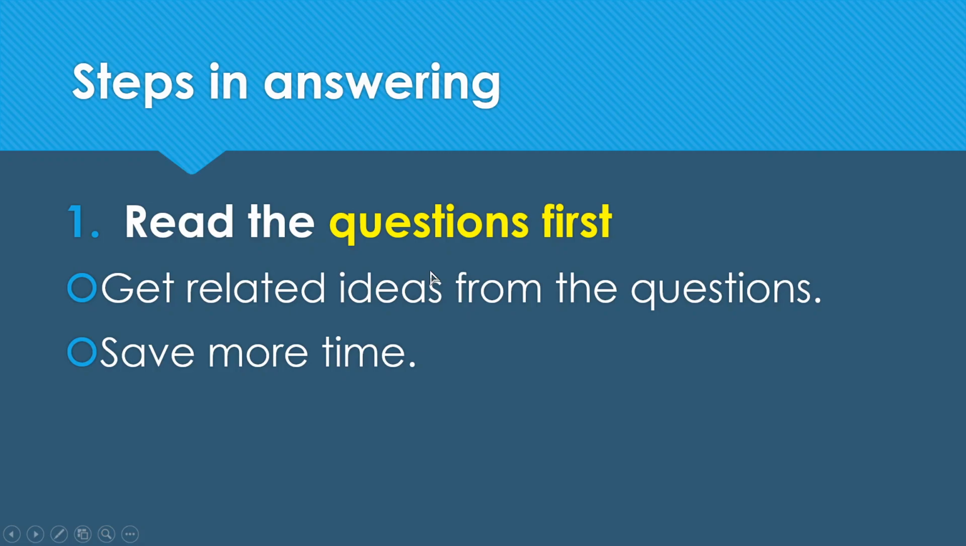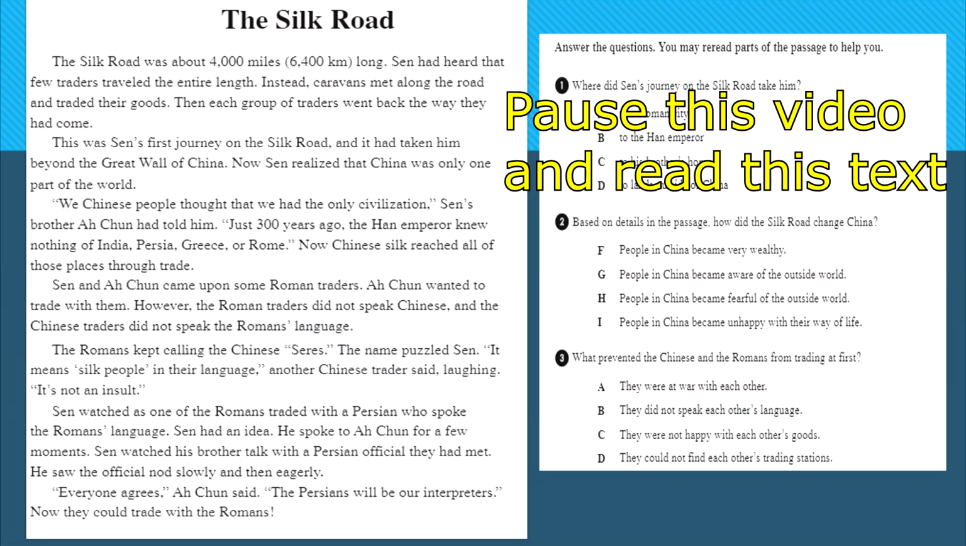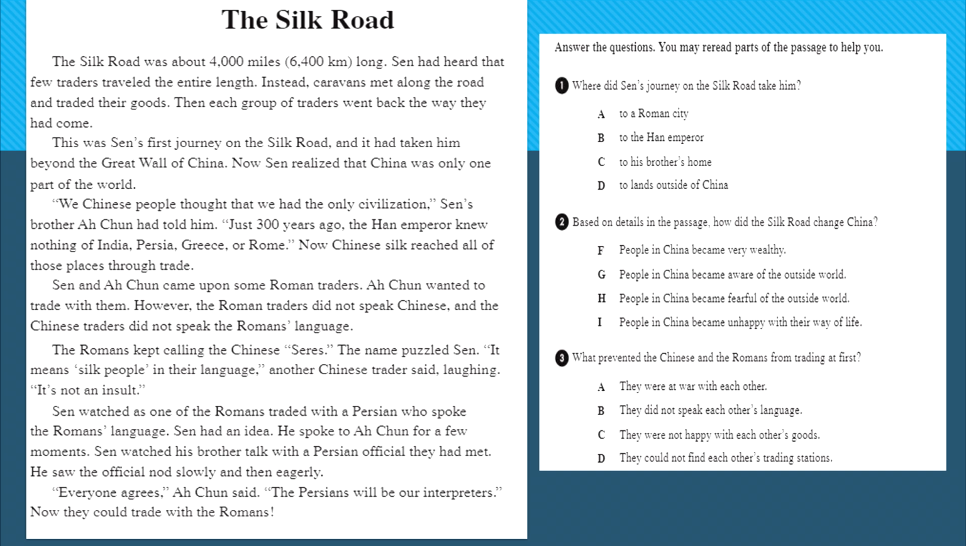Okay, so for example, this is a reading comprehension, and you never read it before, so it's called unseen. Now, as you can see, this is a very short reading, and there are 3 questions here. Now, what are you going to do? Again, read the questions first. So, number 1, this is the question now. Where did Zen's journey on the Silk Road take him? So, this is the question, and then you're going to look for that answer later on.